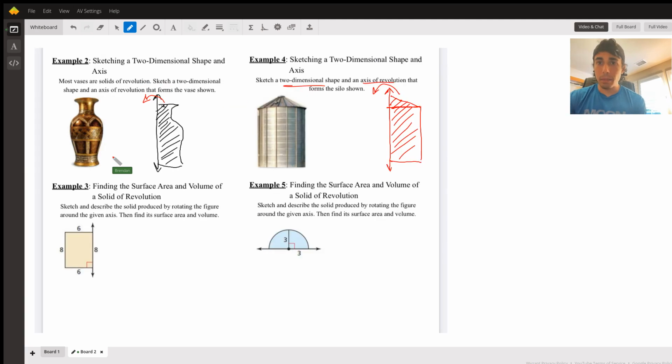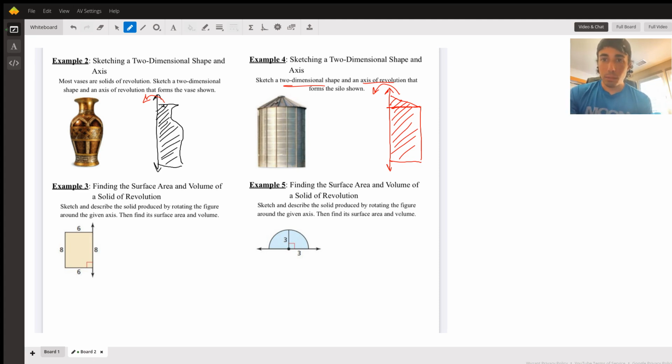All right, example 3. This one actually has surface area and volume, so there are going to be some formulas for these. If you forget these, you can look up the formulas for surface area and volume. These are also formulas that should be on the board when you're taking a test. But since the tests are open note, just make sure you have these formulas written down.